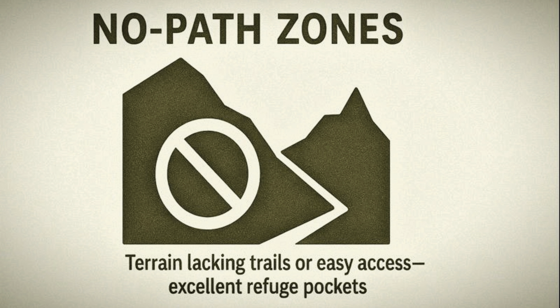Number 60 is your no-path zones. That's just terrain which lacks trails or easy access. That's what we want. They're preferred by mature animals and great locations for finding undisturbed mule deer and elk.